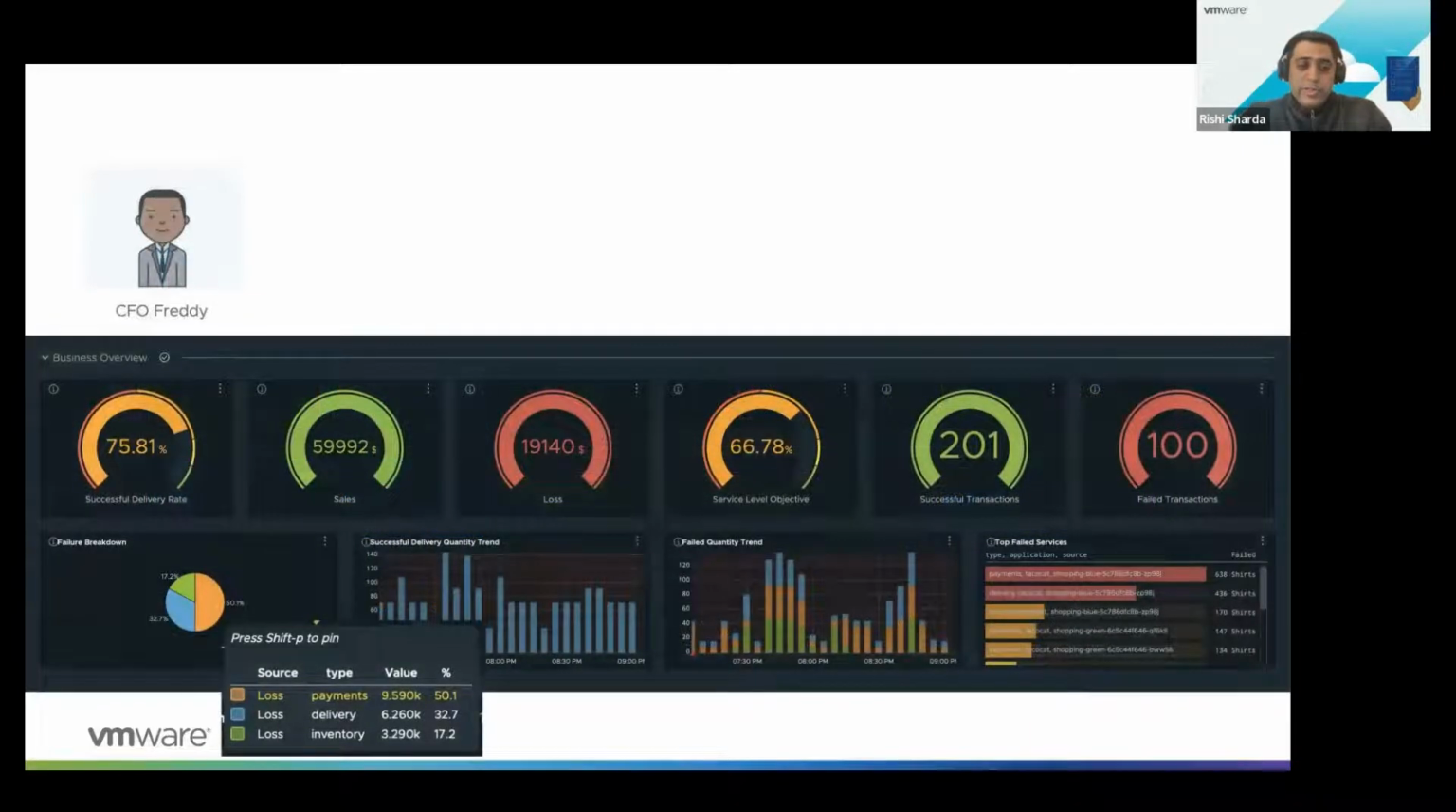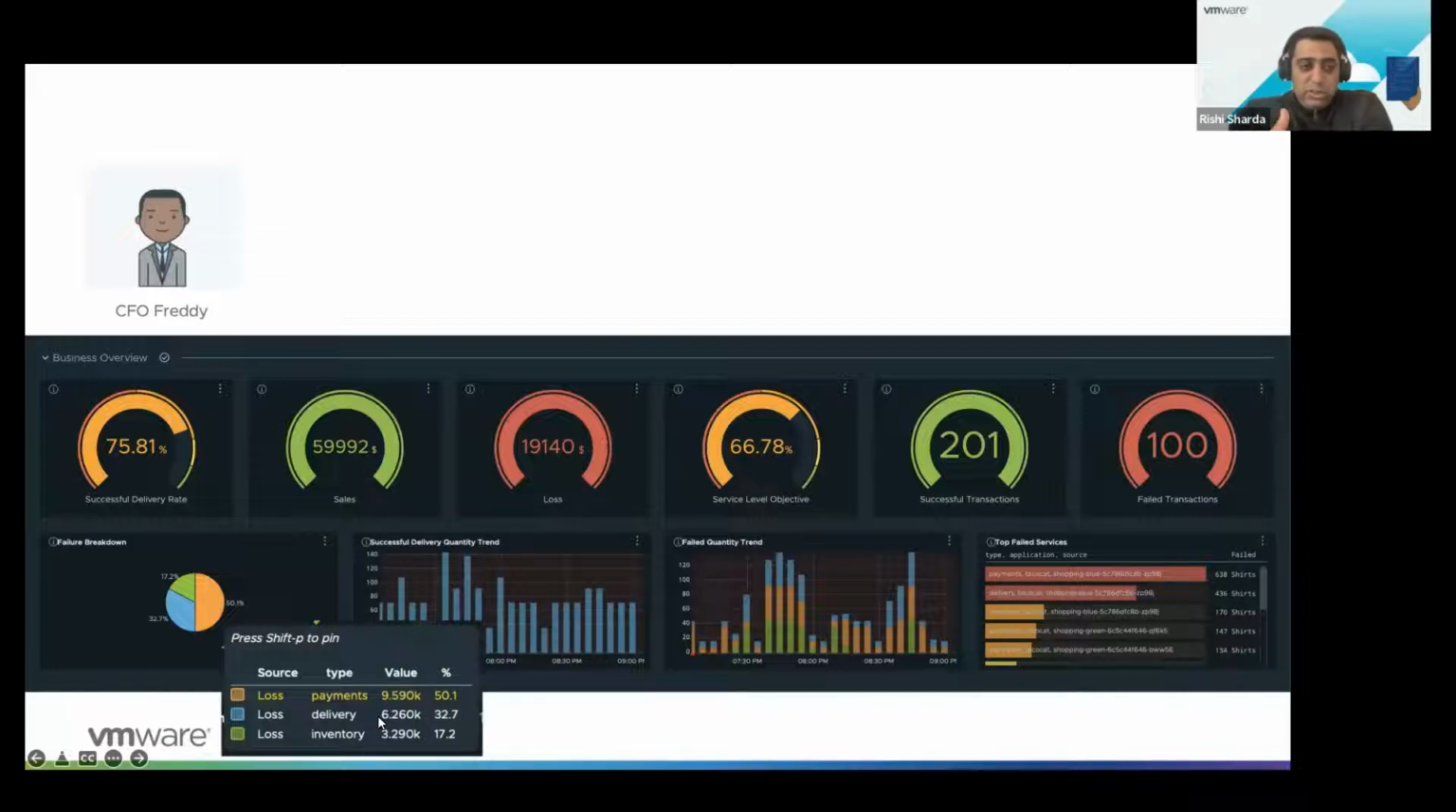From a CFO perspective, they were able to get real-time revenue insights into how many sales were happening, what were the losses, what were the causes of those losses, in terms of how many transactions failed. Now, if the transaction failed, what was the breakup of those failed transactions? For example, if there was a loss of revenue, how much of it was because of, let's say, the payment service, and the CFO got to know that 50% of the times the payment services were failing, about 32% of the times the delivery services were failing, and causing a loss of revenue.